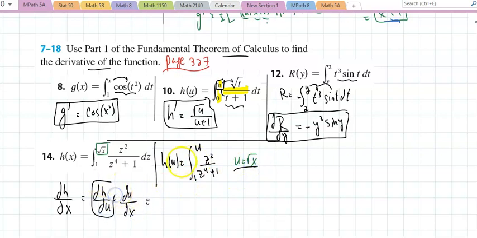The derivative of this, if I take a derivative with respect to u, well, guess what? That matches the fundamental theorem of calculus. I just plug that in. That is u squared over u to the 4th plus 1. And if I take a derivative of this, that's simply 1 over twice the radical of x.